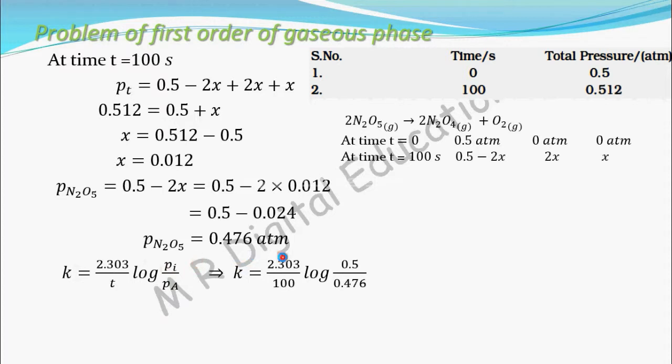Substitute in this equation: 2.303 by 100 seconds, time is 100 seconds, log of Pi, the initial pressure, is 0.5 atmosphere, and Pa, the pressure after 100 seconds, is 0.476. When you simplify this equation, you will get the value of K as 4.98 into 10 to the power minus 4 per second. Why is the unit per second? Since we are given time in seconds, the unit of K will be per second. That's it for this problem.